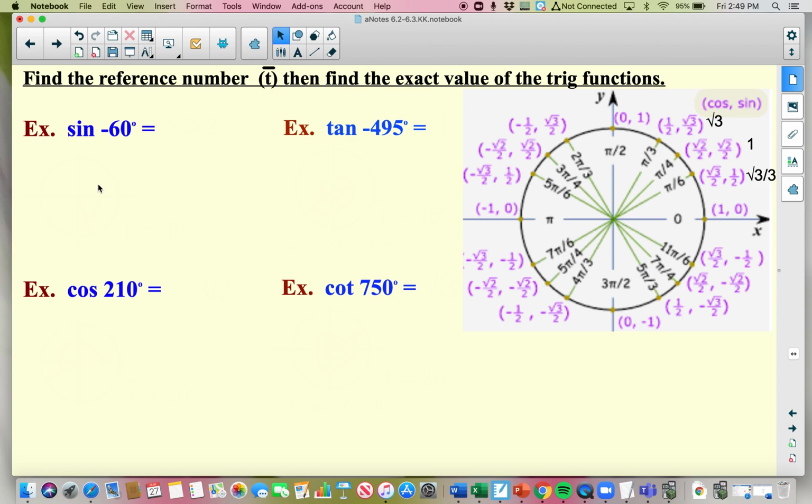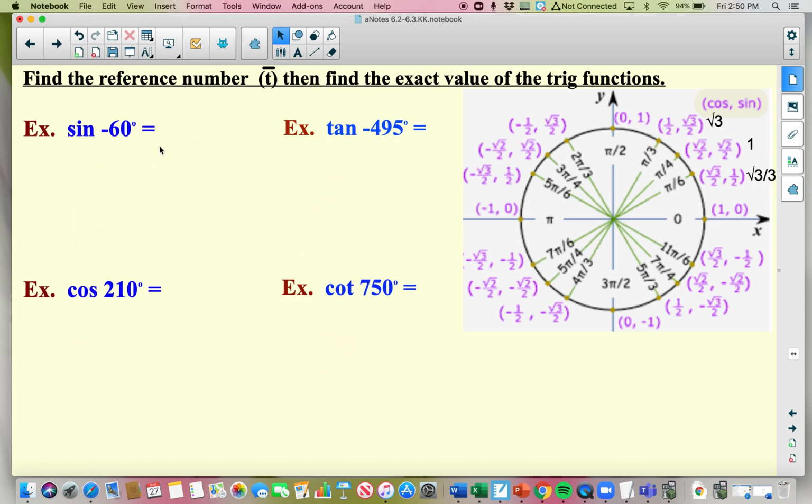and then find the exact value of the trig function. So we did reference numbers, 5.1 maybe. So it's been a few days, several days. But please remind yourself that a reference angle, reference number, same thing, is the acute angle that connects from the terminal side to the x-axis. Okay, so it's always positive.